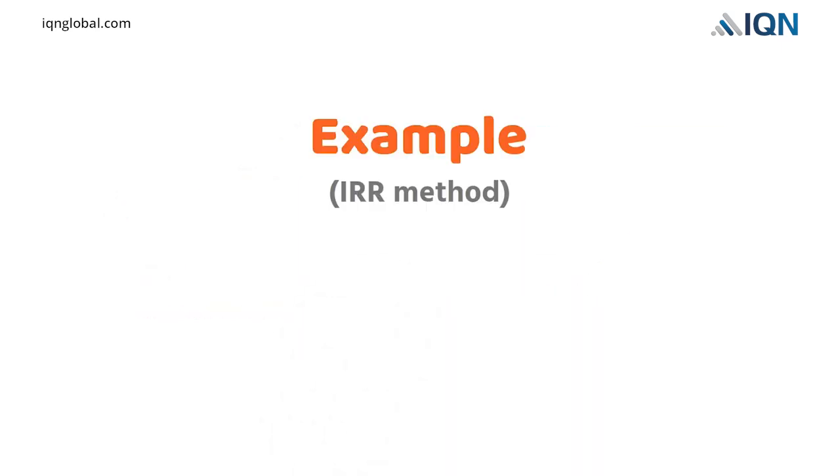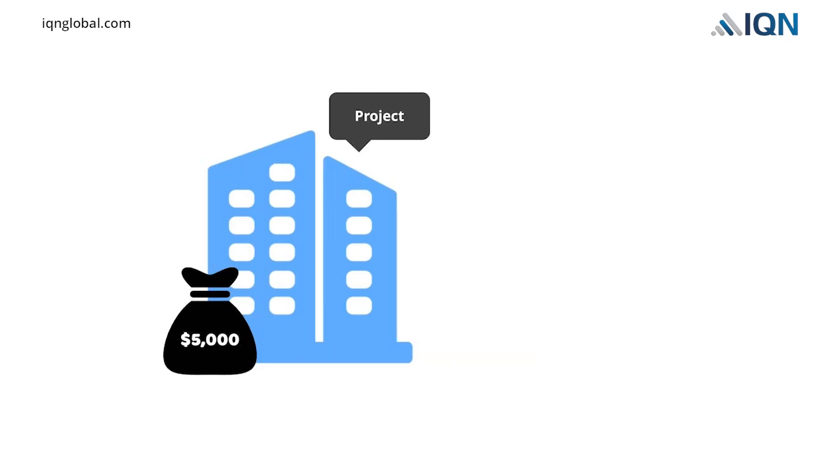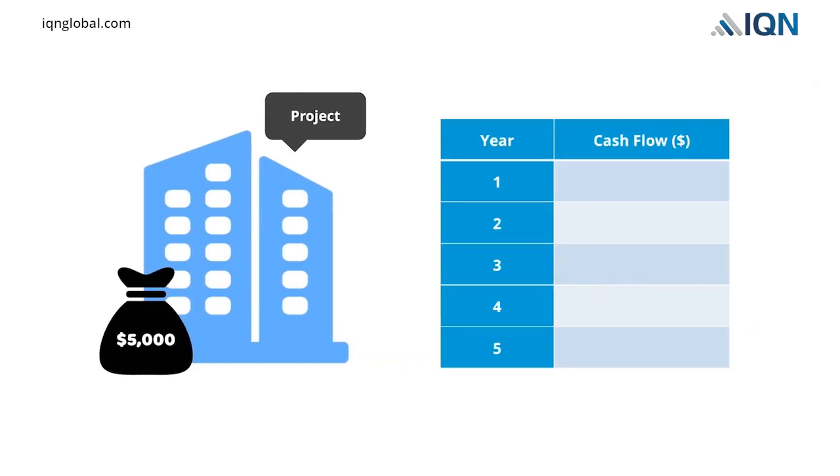Let's use an example using the IRR method. Assume a company is evaluating a project that will require an initial outlay of $5,000. Net cash flows from the project are: in year 1, the cash flow is $1,700. In year 2, the cash flow increases to $1,900. In year 3, the cash flow decreases slightly to $1,600. In year 4, the cash flow further declines to $1,500. And finally, in year 5, the cash flow drops to $700.